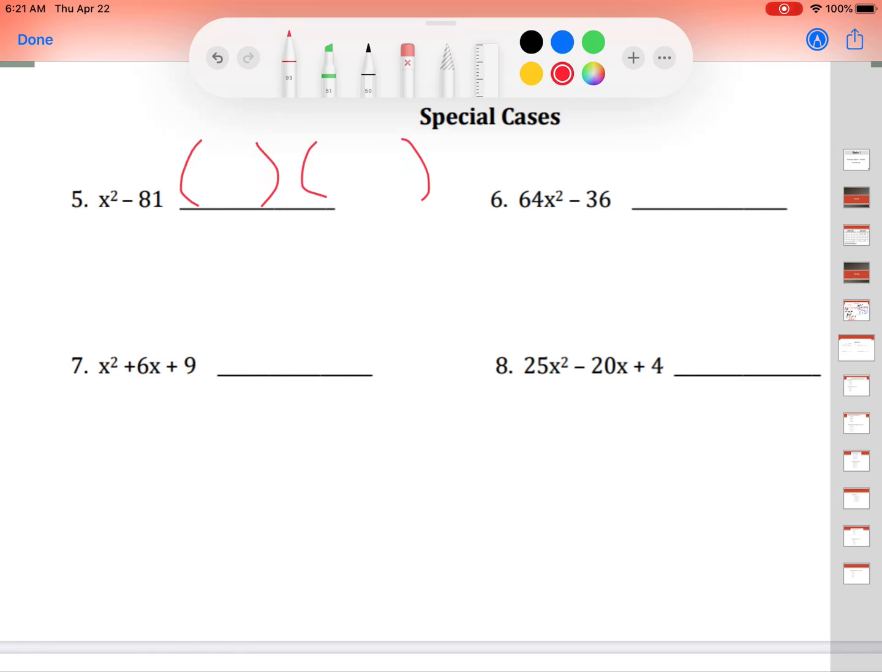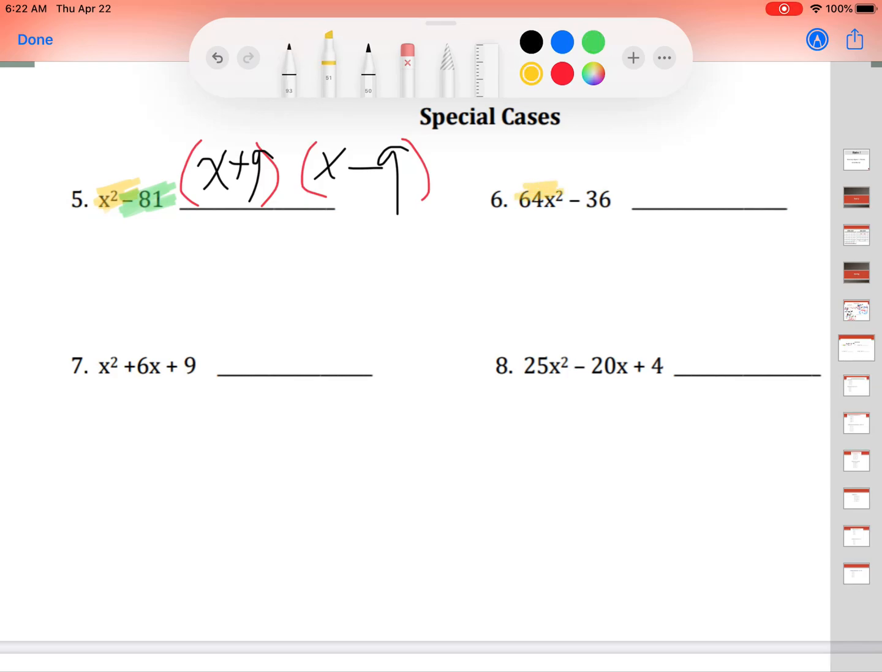So what we have to ask ourselves is what times itself makes x squared. X times x makes x squared. What times itself makes negative 81? Well, 9 times 9 makes 81. To make a negative number, it has to be a positive times a negative. And that is your final answer.